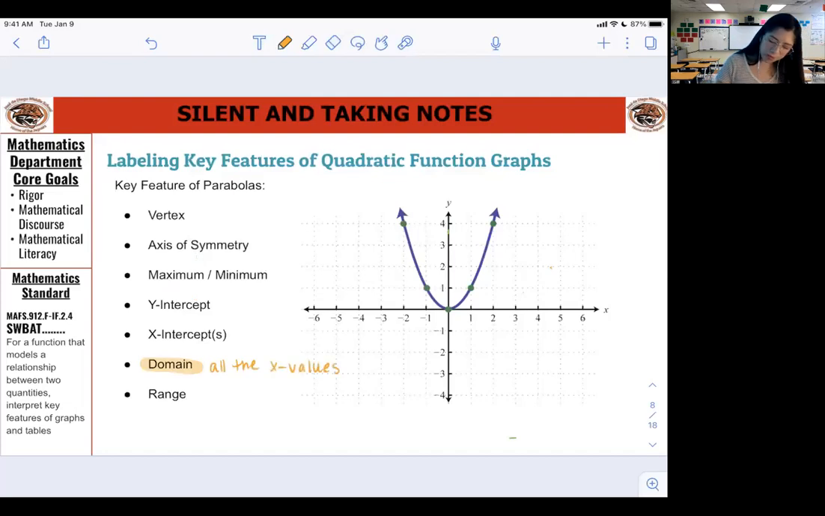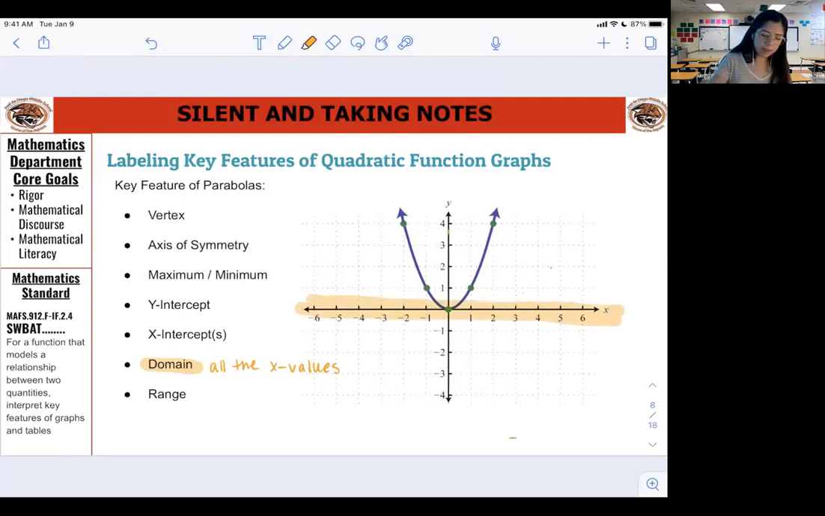All the x values. So let's take a look at the x values. Now, I have arrows at the top. What do these arrows tell me about the function? What's happening here? It is going to infinity. Yeah, it's going to infinity. It's never going to stop, right? So x values are all of the values of this graph going from left to right. Okay, because the x values are going in this direction from left to right.